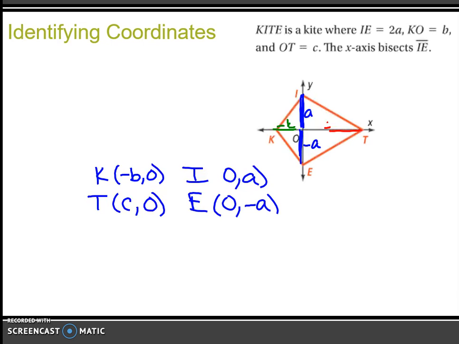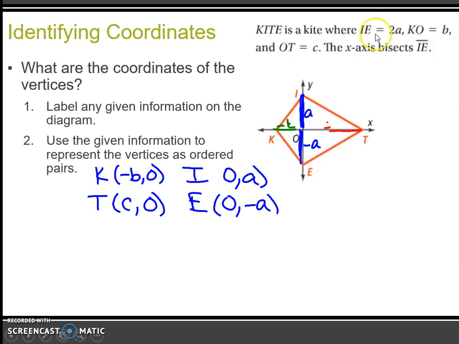Let's identify the kite. The kite, we have something here. What we're going to do is IE is 2a. So you notice that 2a is from here to here. So each one is a and a. If it's on top, it's positive. If it's on the bottom, it's negative. So please write a and negative a here. And then KO, right here, is b. So can you write b? This is supposed to be b. So that's negative b. Okay. And then OT is c. So just write c there.